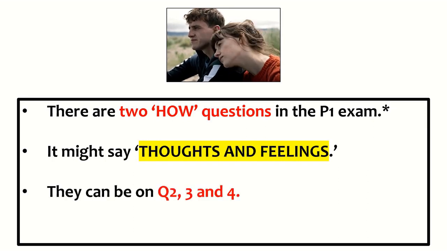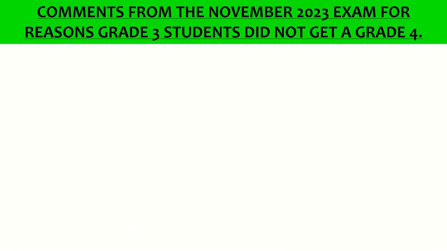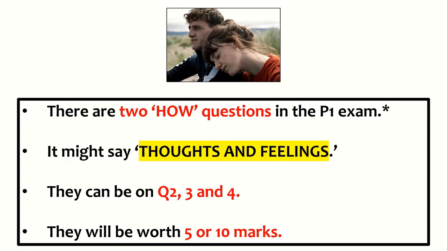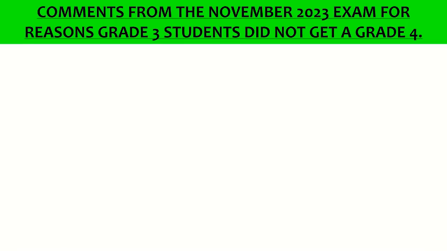They can be questions 2, 3 and 4. So it's going to be 2 out of 2, 3 and 4, and they're going to be worth 5 or 10 marks. Okay. So if it's a 5 mark question, you're looking for sort of 3 to 5 quotes. If it's a 10 mark question, 5, 6, 7, 8 quotes.